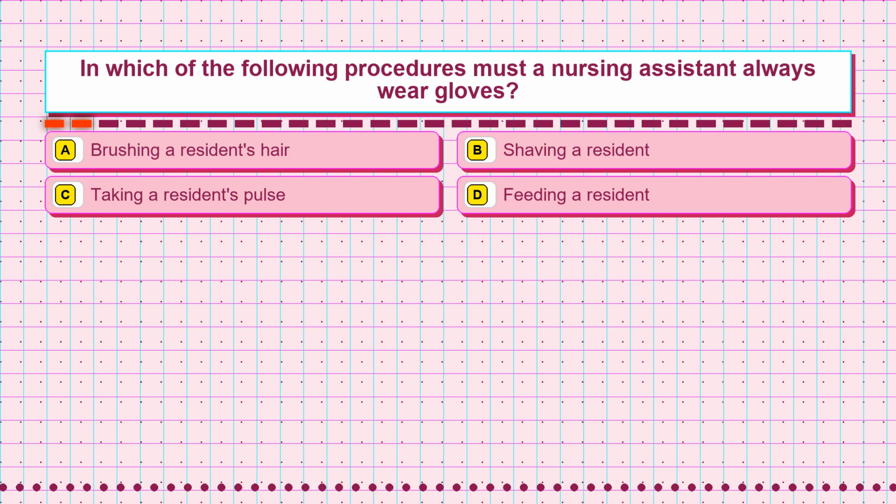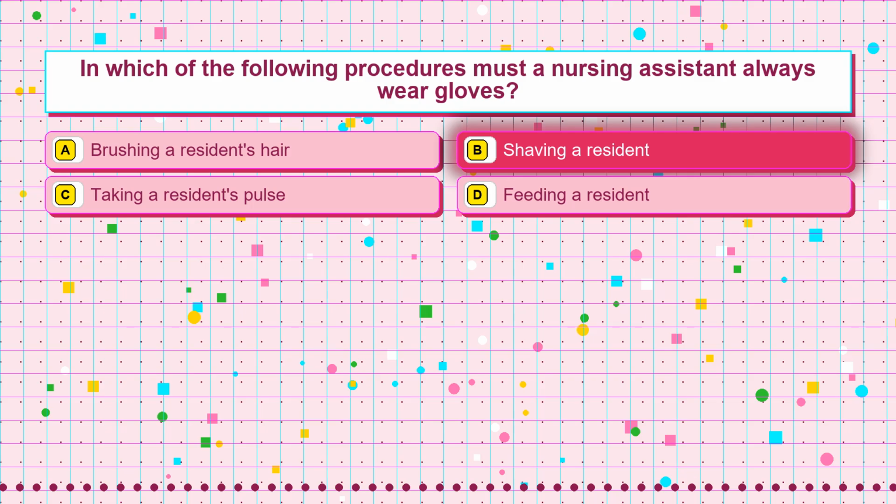Question 91. In which of the following procedures must a nursing assistant always wear gloves? Option A, brushing a resident's hair. Option B, shaving a resident. Option C, taking a resident's pulse. Option D, feeding a resident.